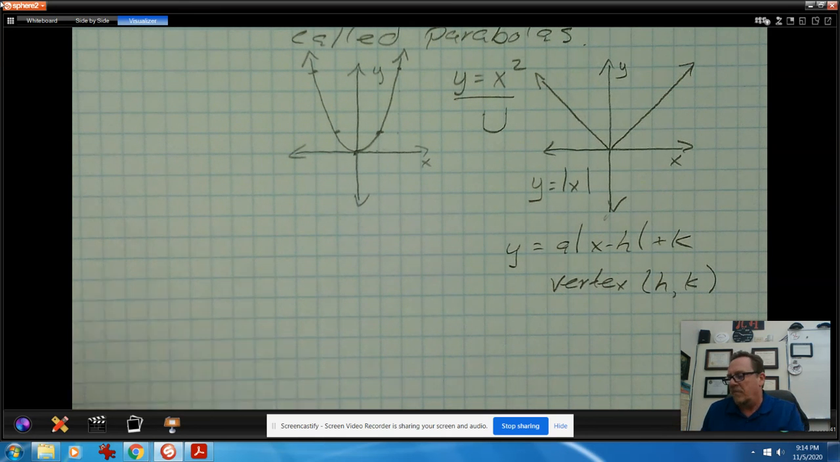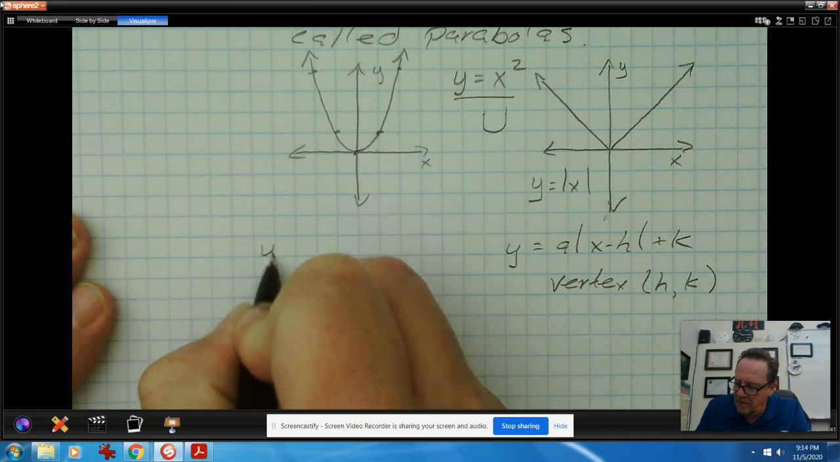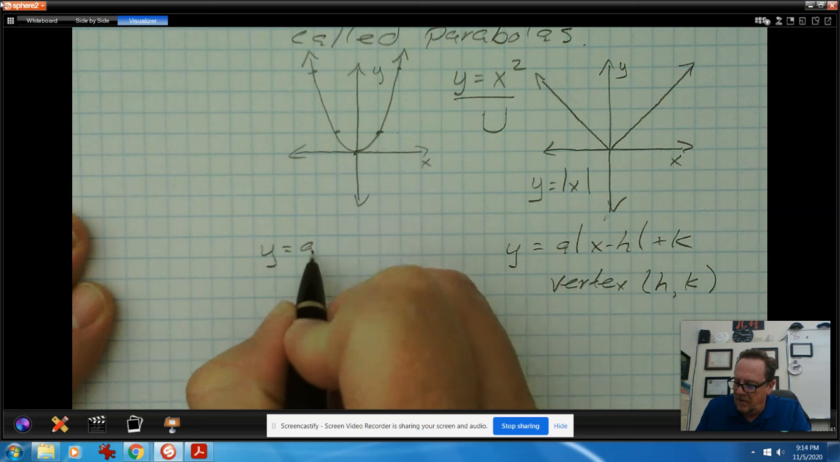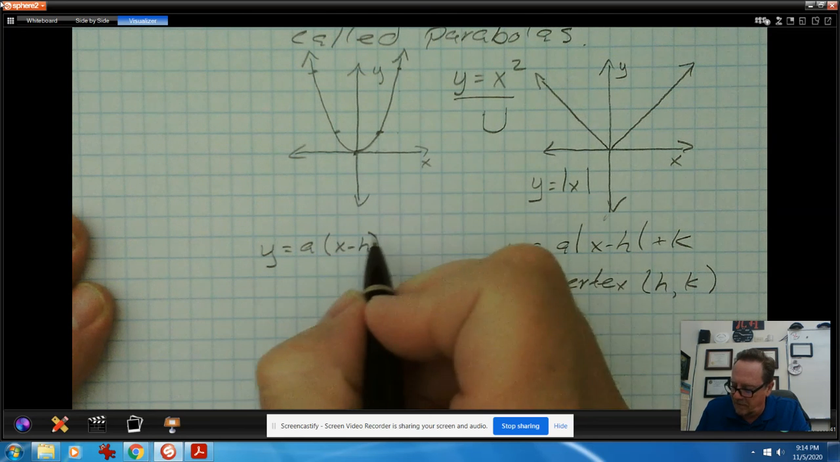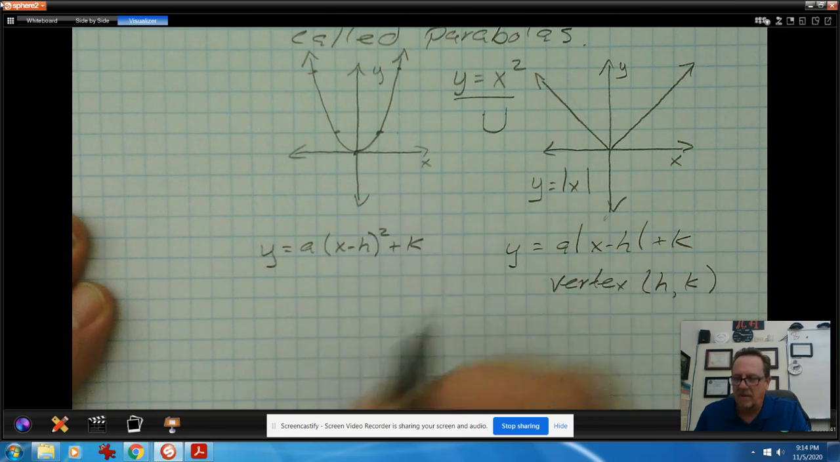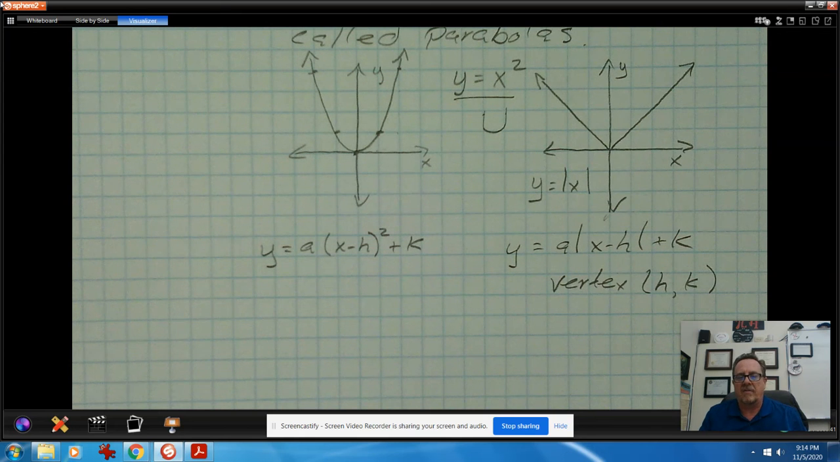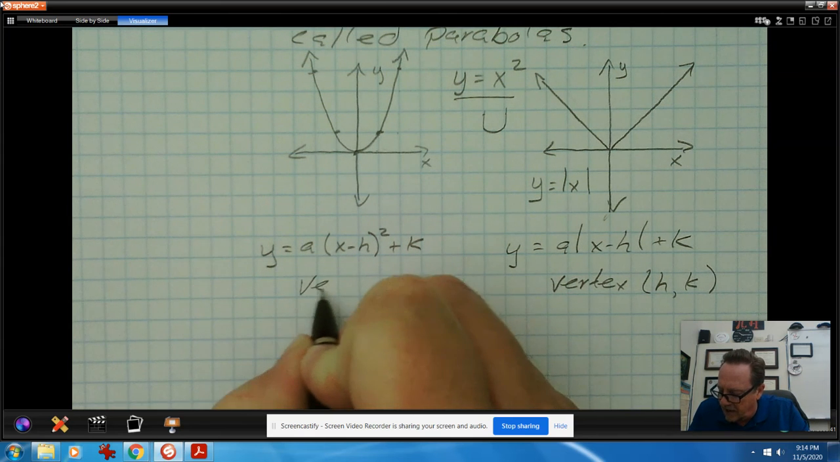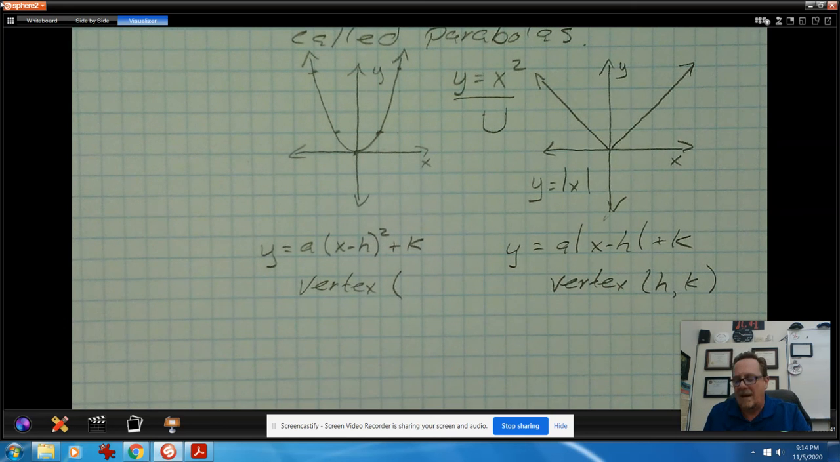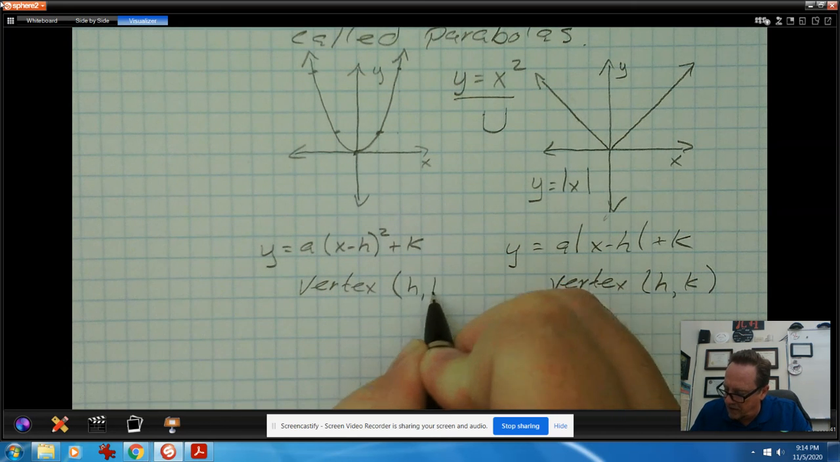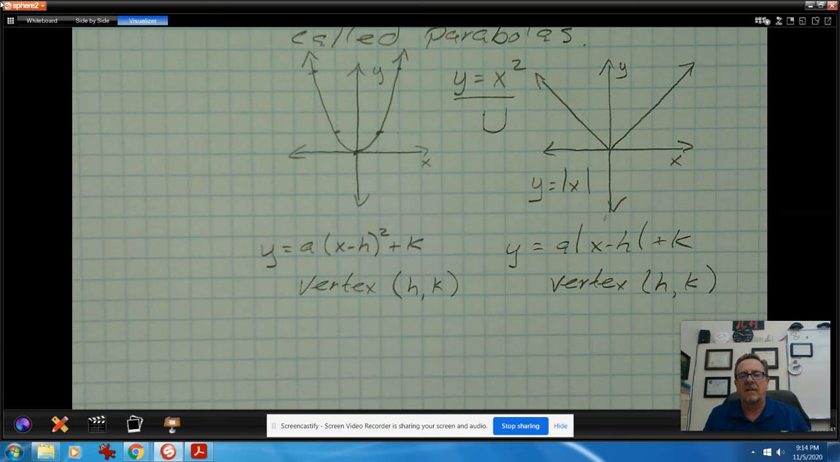And the reason that I'm alluding back to this is because, and you might want to write this down, the vertex form of a parabolic equation, of a quadratic, looks like this. And guess where the vertex would be for the parabola? That's right. It's also going to be at (h, k).